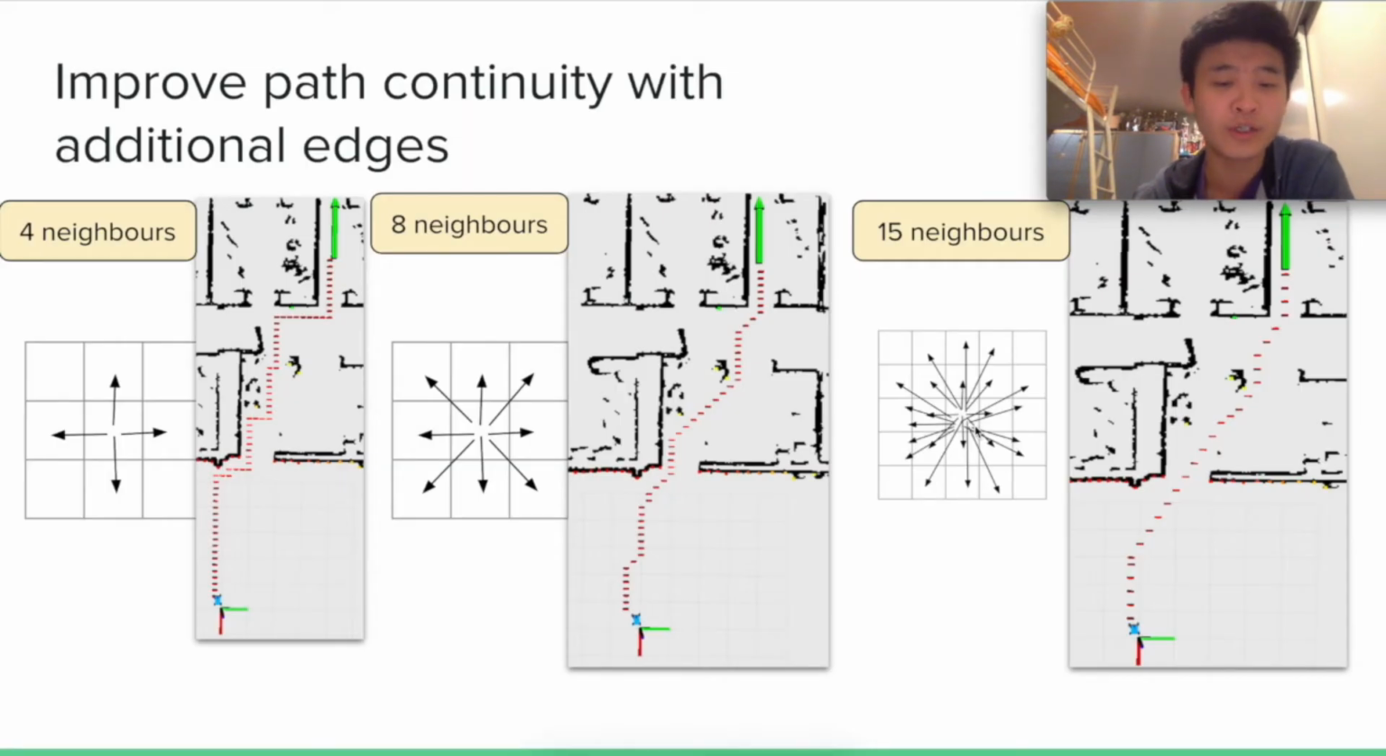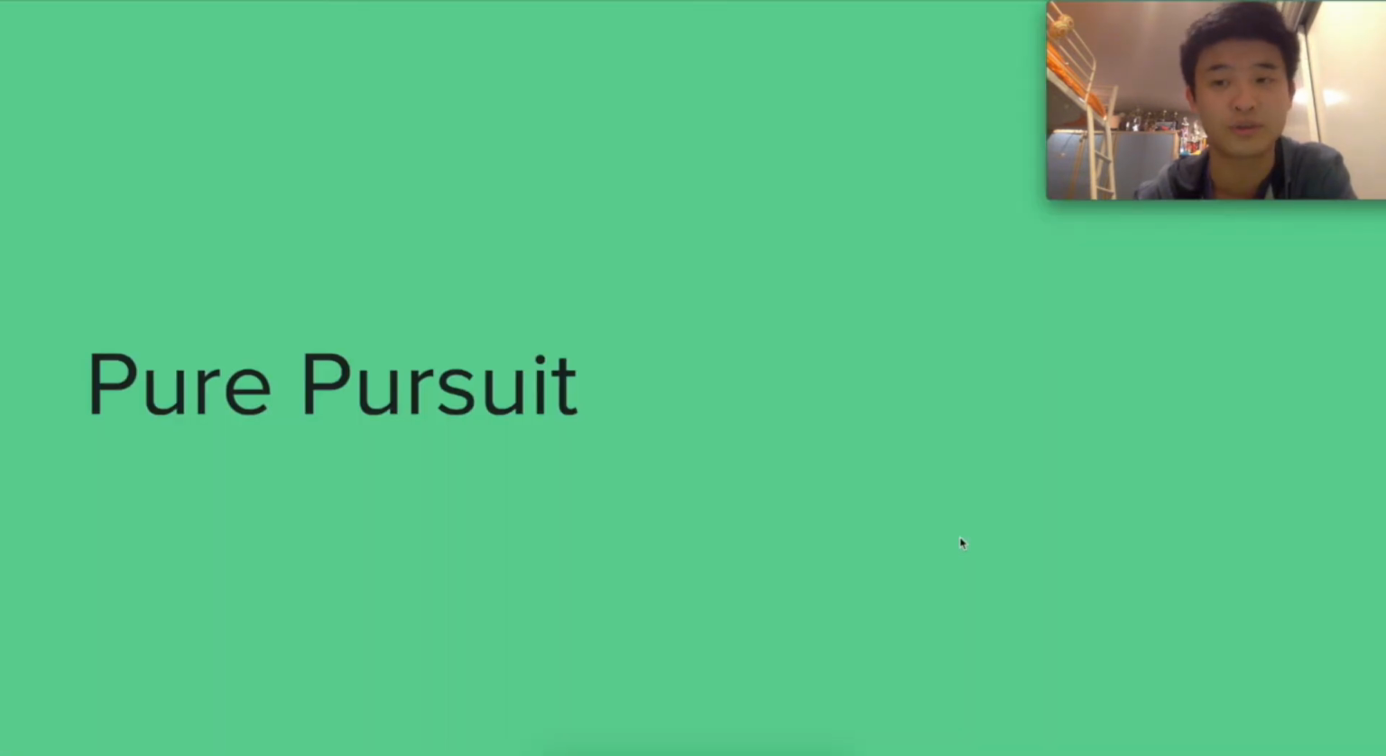We noticed that the more edges we had between grid squares, the more natural and less grid-like our path would look. Compare the paths from 4 neighbors, 8 neighbors, and 15 neighbors. Note that these edges have to be weighted by Euclidean distance, so BFS wouldn't be useful here. We ended up choosing 15 neighbors for our final case. Now Nadia will introduce the pure pursuit control.